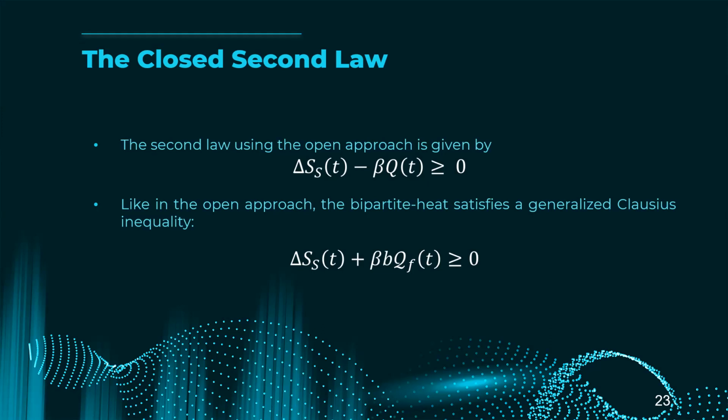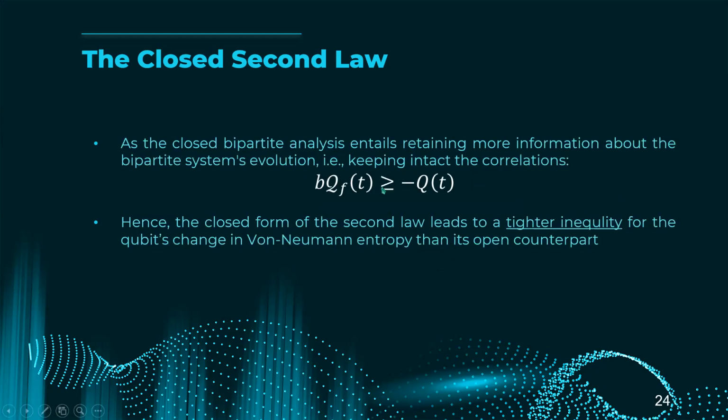Like the open approach, we can get a bound on the change of the von Neumann entropy using the bipartite heat that's given to the field instead. This is the way we form the bound, and this bound is true. The interesting part about this bound is that it's tighter than what you get from the open approach.